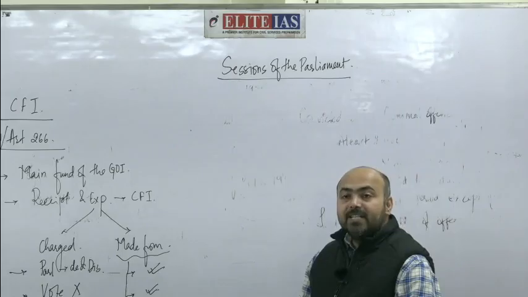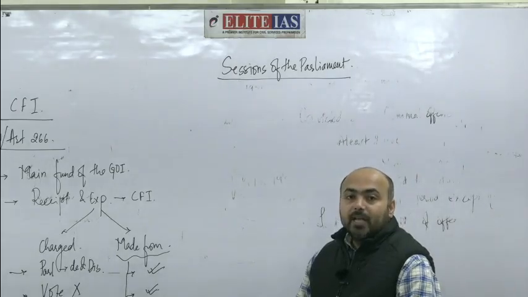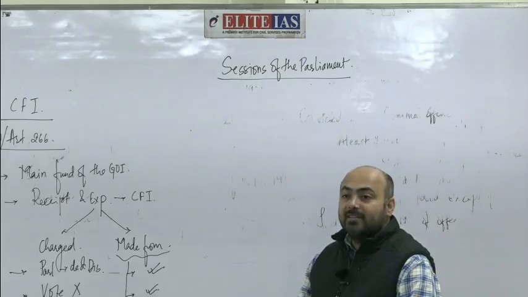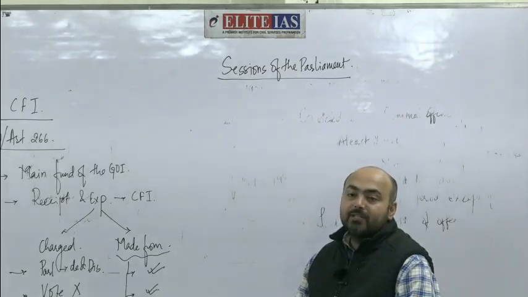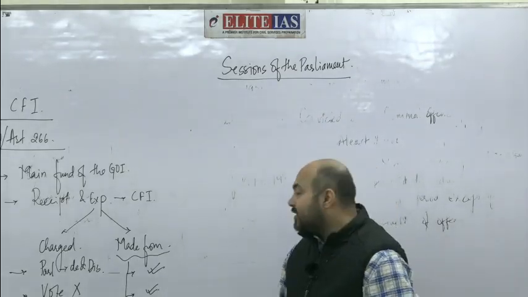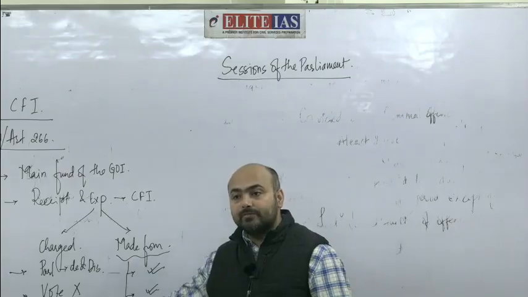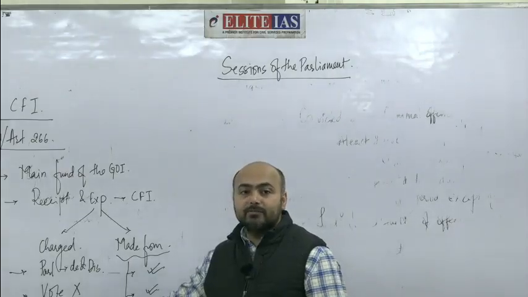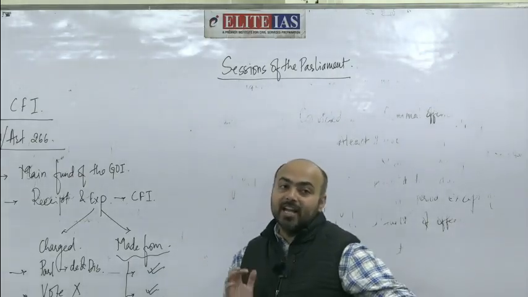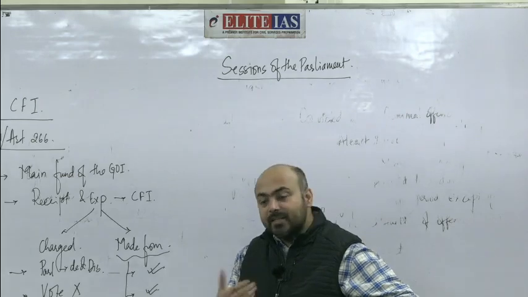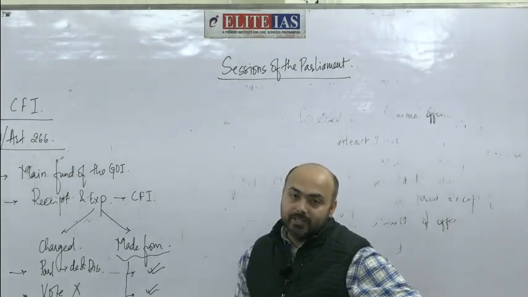So some expenditures are charged expenditures. There are some limitations that the Parliament has over such expenditures. Why? Because such expenditures cannot be disallowed. आप रोक नहीं सकते हो. You cannot disallow such an expenditure. You can debate it, discuss it, but you cannot disallow it.